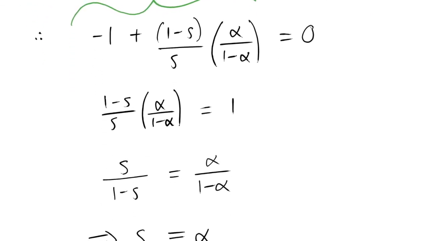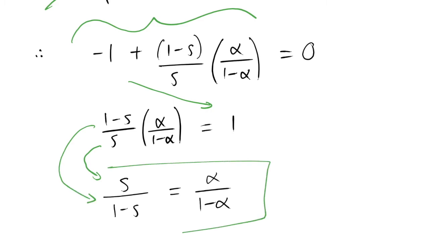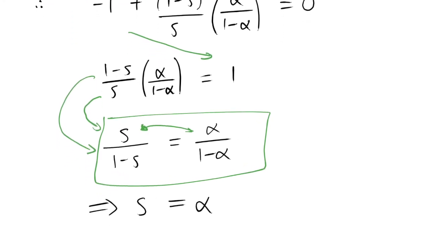And maybe I've overdone the workings on solving the remainder of this, but we can add the 1 across, and then we can multiply across this S and divide across this 1 minus S, so we get this expression here, that S over 1 minus S equal to alpha over 1 minus alpha. Just by inspecting this, we can see that both sides of this equation are equivalent, but we just have this alpha and S, and so just by inspection we can see that S must be equal to alpha.